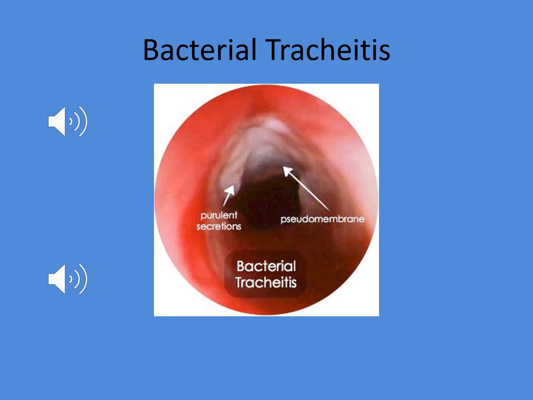It's usually Staphylococcus aureus or Hib. It is seen in 1 month to 6 years of age, typically. It can be serious enough that it causes airway obstruction, serious enough that it actually can result in respiratory arrest. So again, that's why it's considered a medical emergency.